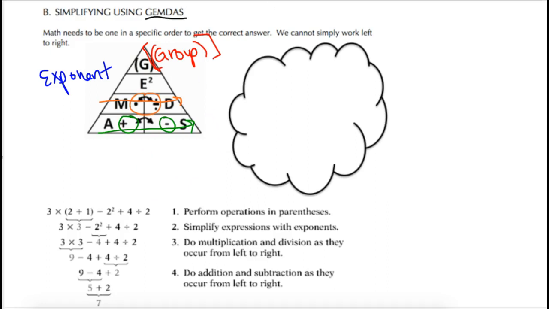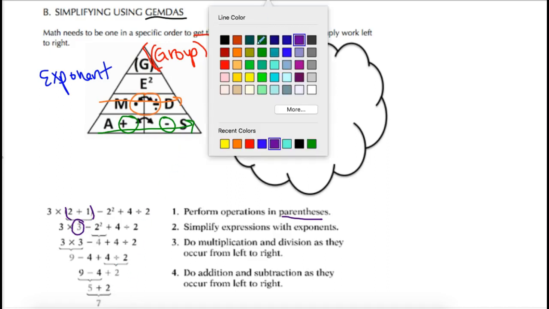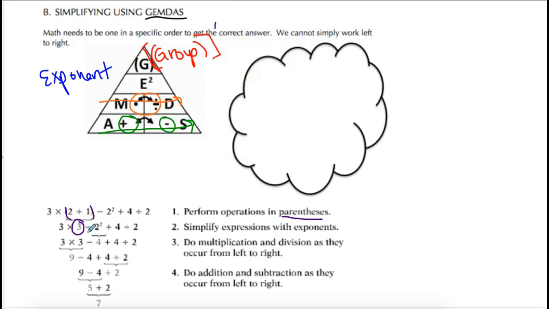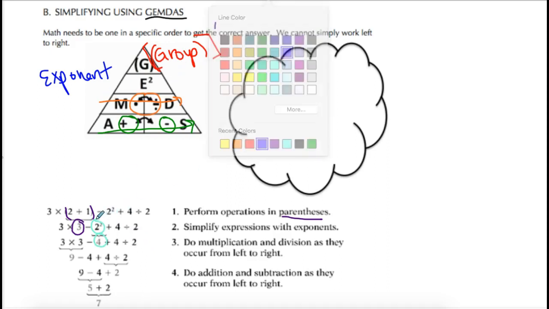If we want to simplify using GEMDAS or PEMDAS, whichever you prefer, we're going to simplify inside the grouping. And in this situation, the grouping is parentheses, so we simplify those first. So we're going to do those in parentheses. 2 plus 1 gives me 3. Once I've solved that, now I move on to the exponent. 2 squared is 4. Okay, so that's my exponent.